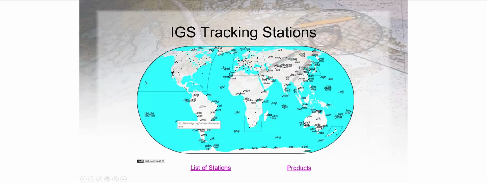So when you look at this, you see this little cluster of dots around here. Well, that's where the Jet Propulsion Lab is. But you see how many tracking stations the civilian sector has all around the world. So we actually get a much better ephemeris than what the military does provide.